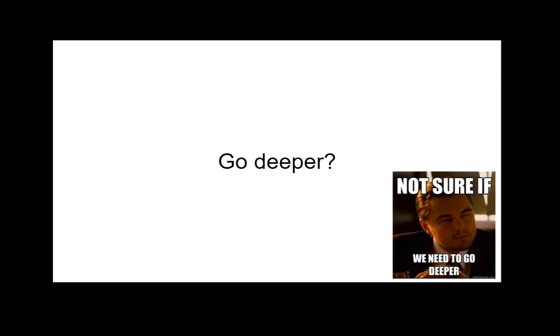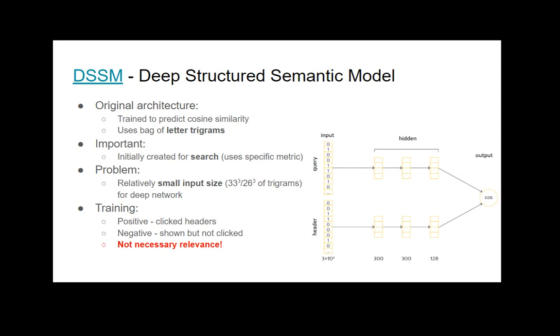So what if we try to go deeper? What if shallow networks are cool, but still limit our opportunity to express the language? And in 2013 or 15, I can fail here, but you should go for a link to check, Microsoft, no one expected from Microsoft, but Microsoft published a paper about deep structured semantic model.